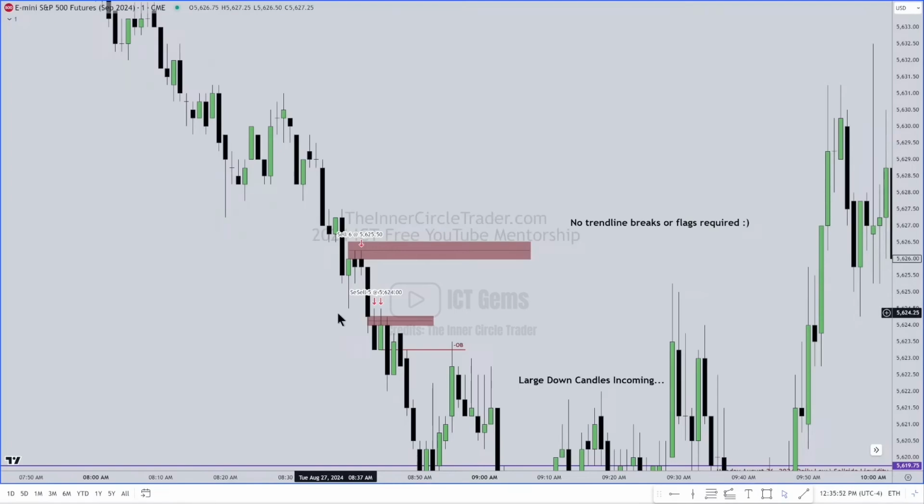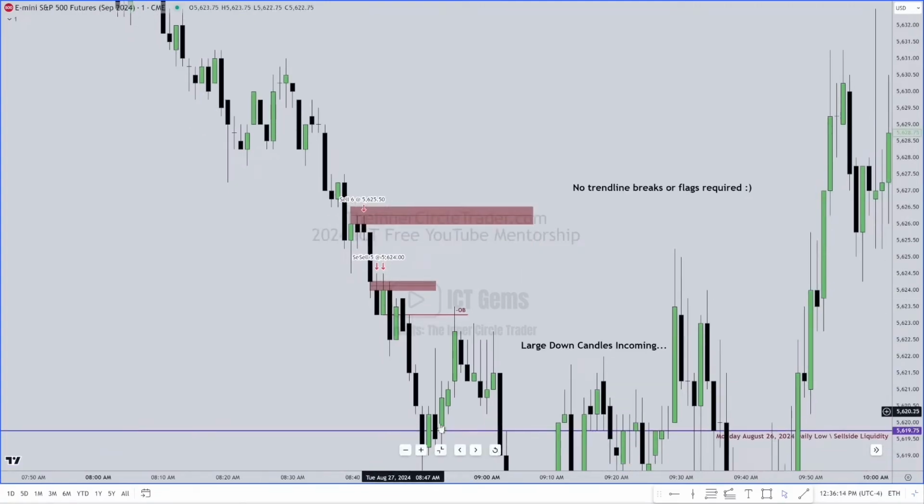How do I know that? How can you know that? How can you trust that it isn't going to reverse? What's the logic that tells you this is going to keep dropping, ICT? Well, number one, it's trying to get down to the previous day's low where there's real orders resting below that. What kind of orders? Sell stops, okay?